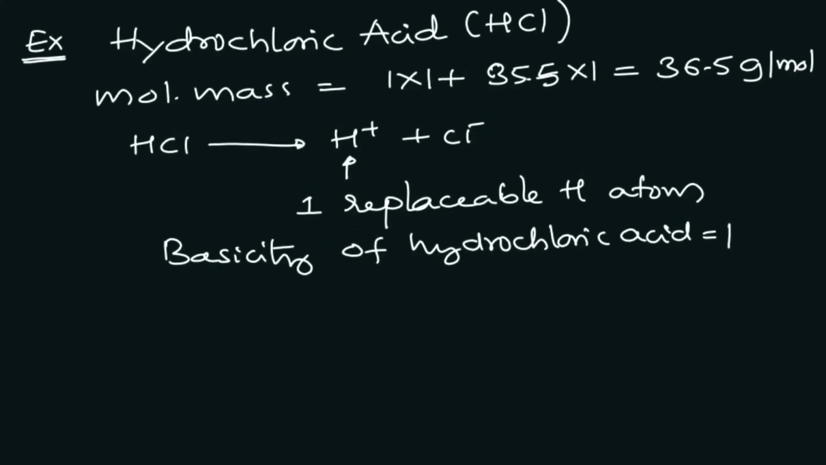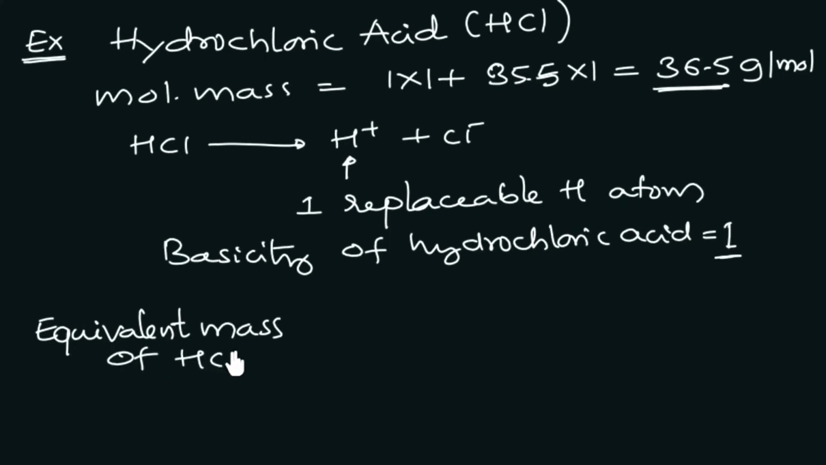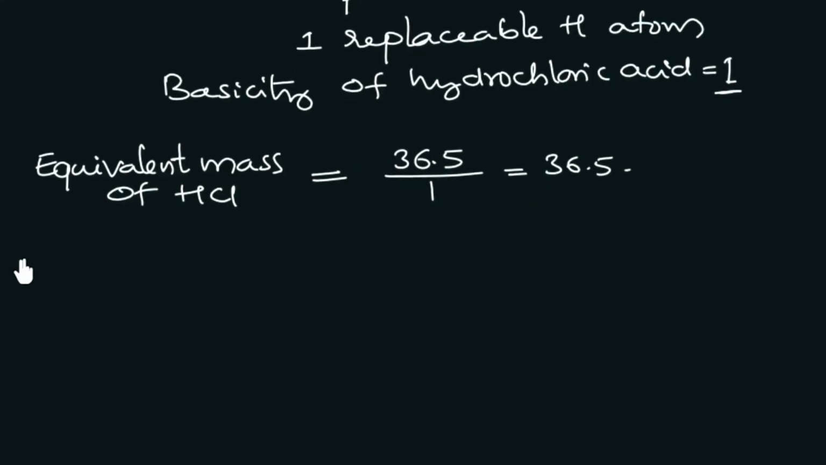The molecular mass we calculated is 36.5, and the basicity we got is 1. Therefore, the equivalent mass of HCl is calculated by the molecular mass of HCl, 36.5, divided by 1, which equals 36.5. The same thing we can write for acetic acid also.